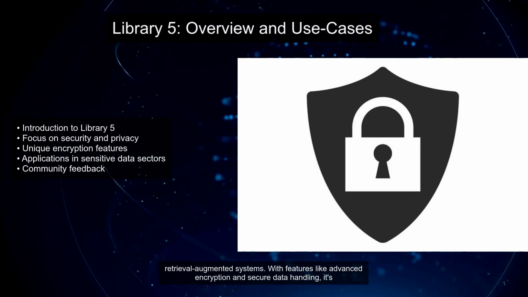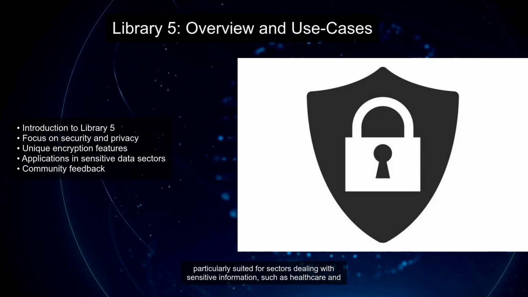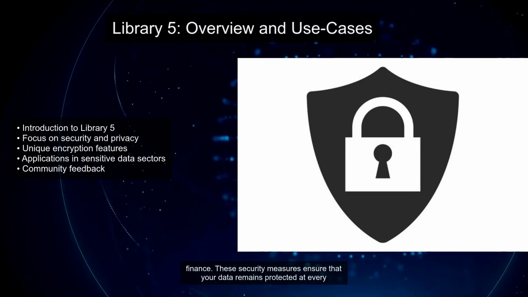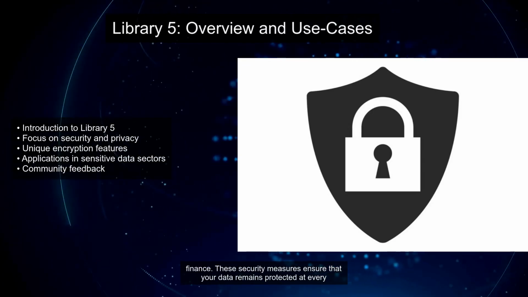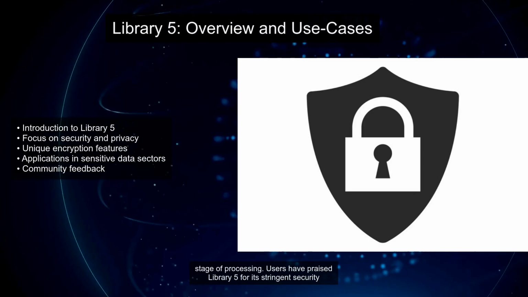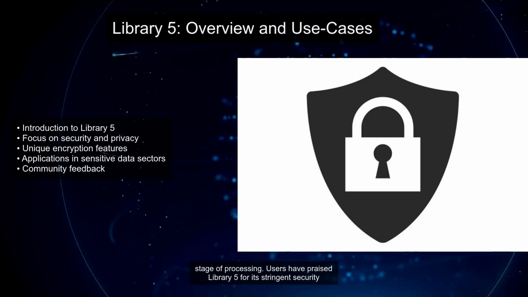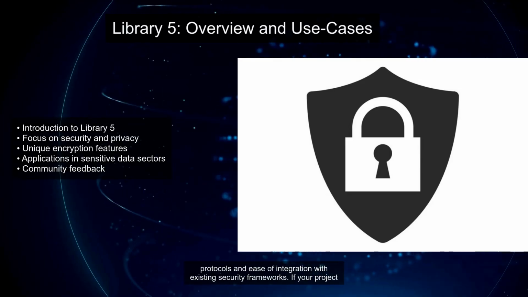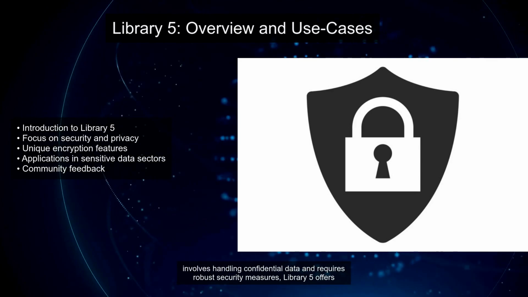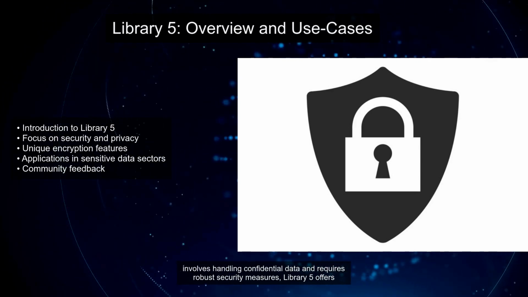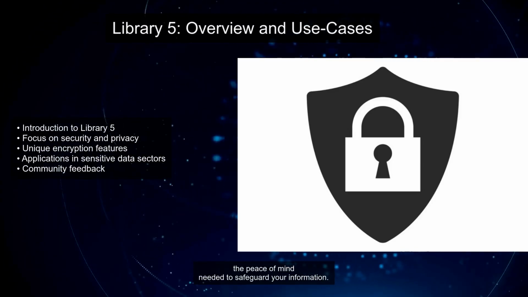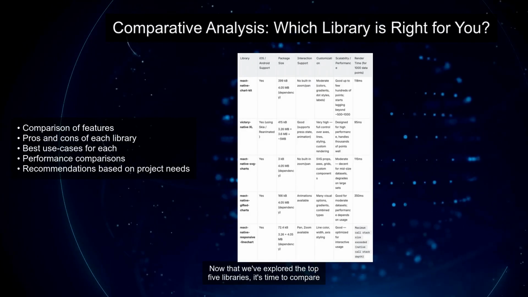Library 5 takes a unique approach by prioritizing security and privacy in retrieval-augmented systems. With features like advanced encryption and secure data handling, it's particularly suited for sectors dealing with sensitive information, such as healthcare and finance. These security measures ensure that your data remains protected at every stage of processing. Users have praised Library 5 for its stringent security protocols and ease of integration with existing security frameworks. If your project involves handling confidential data and requires robust security measures, Library 5 offers the peace of mind needed to safeguard your information.